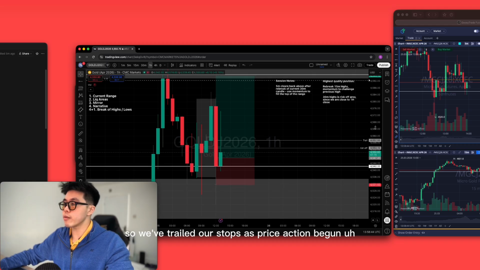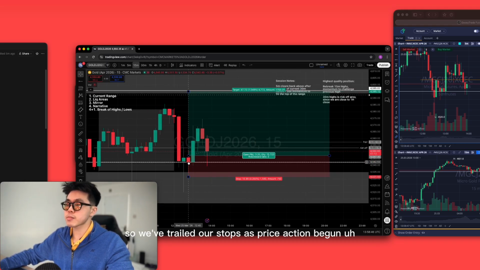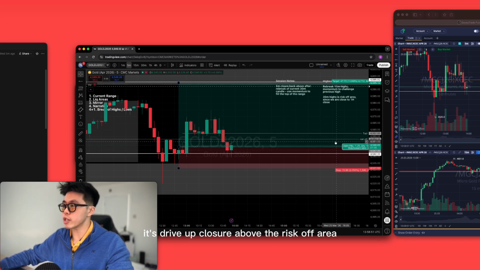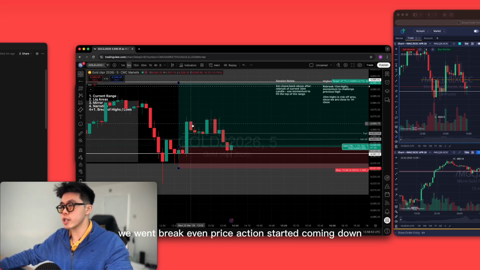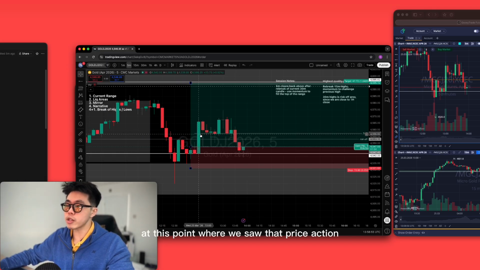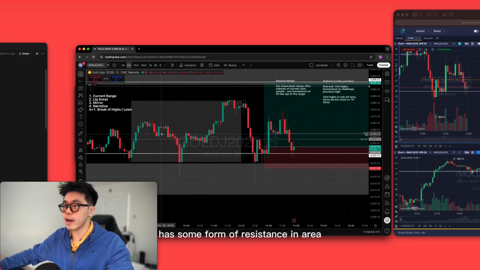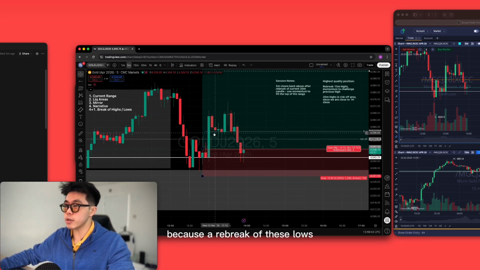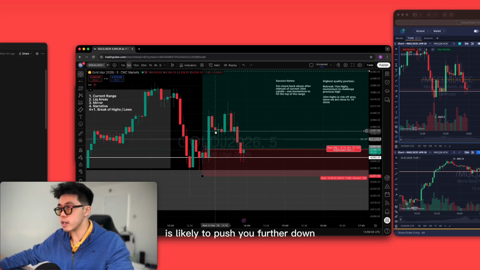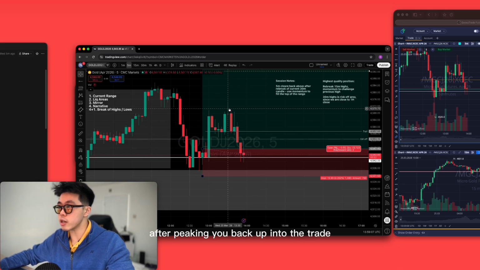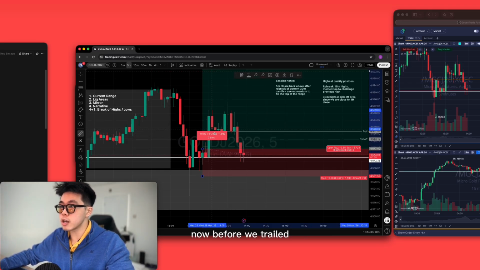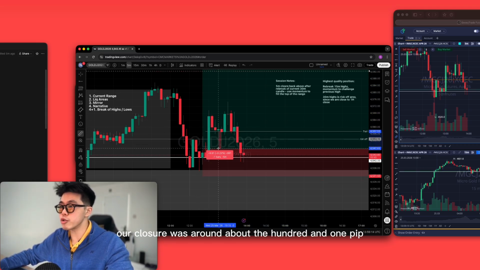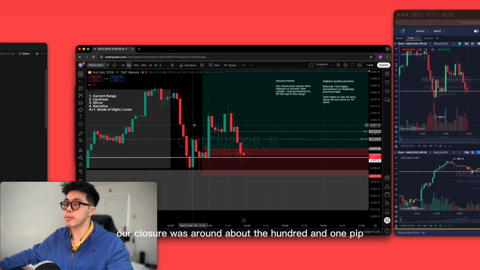So we've trailed our stops as price action began its drive up, closure above the risk off area. We went break even, price action started coming down. At this point, where we saw that price action has some form of resistance and area as a level, we decided to trail because a rebreak of these lows is likely to push you further down, which eventually it did after peaking you back up into the trade. Now, before we trailed, we had a peak of around 224 pips. Our closure was around about the 101 pip mark.